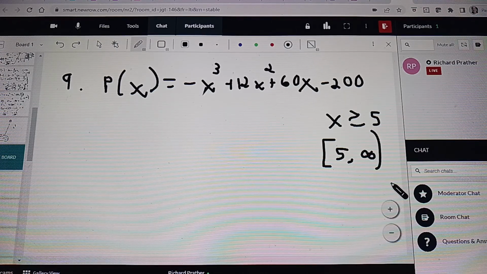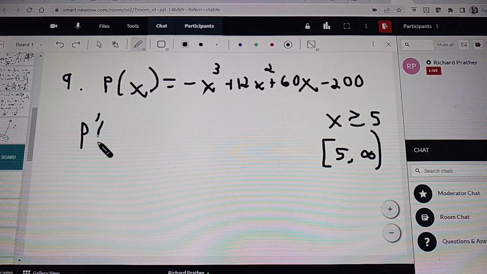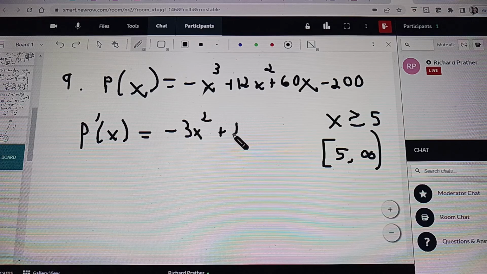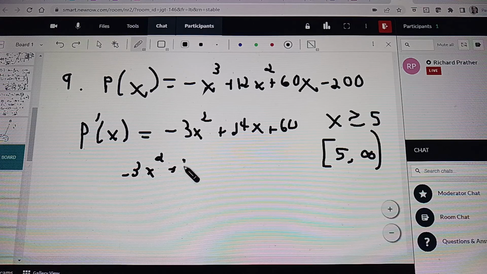I can't check endpoints and critical numbers. So my only hope here, unless I want to use college algebra knowledge, which we might be able to with this polynomial graph, is maybe there's only one critical number from 5 or higher. And if so, then I can use the critical point theorem. So let's see if that works. Let's find the derivative. The derivative of this would be negative 3x squared plus 24x plus 60, and nothing. This is never undefined. It might be 0 twice, though. So set it equal to 0.